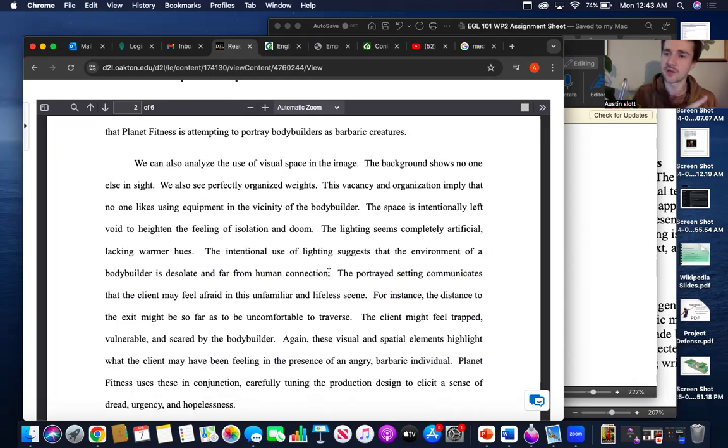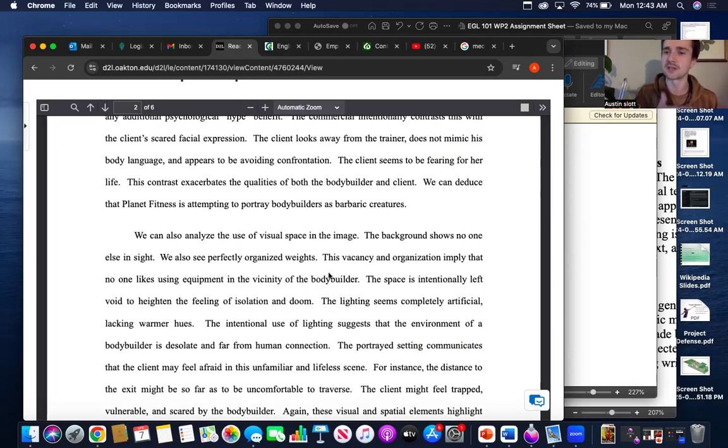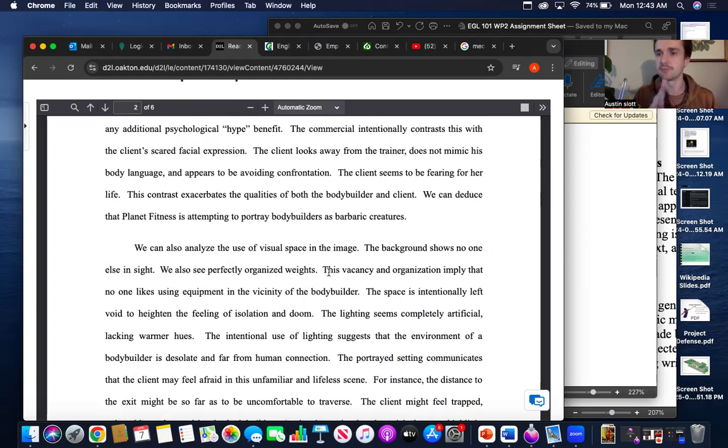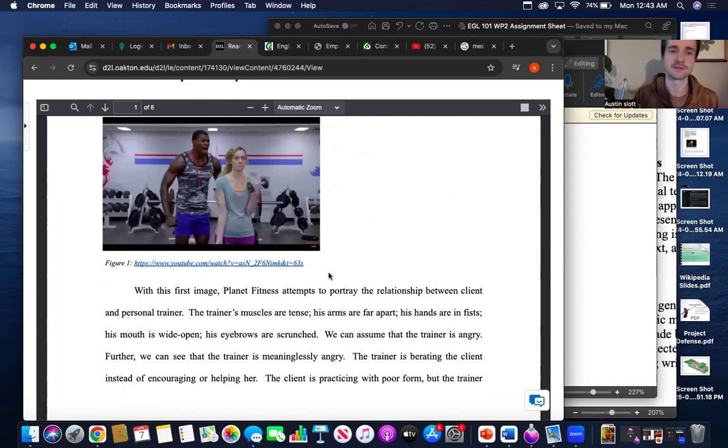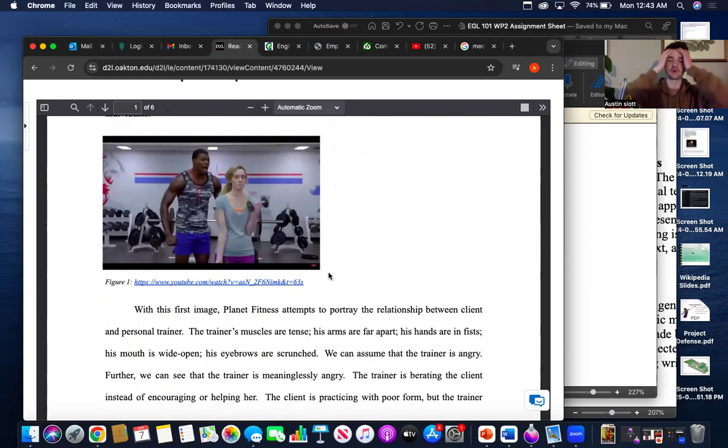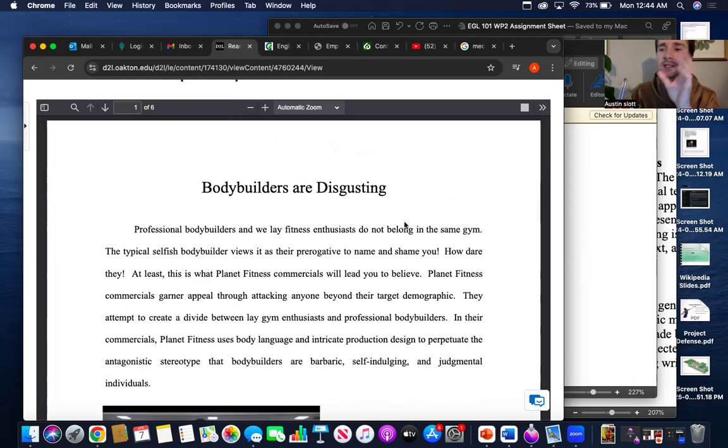Excellent, right? So every time you give me an observation, you need to back it up with the significance of that. Observation: the lighting seems completely artificial, lacking warm hues. Significance: the intentional use of light suggests the environment of a bodybuilder is desolate and far from human connection. So it's not just observations, it's not just jumping straight to the conclusions, it's a mix of both, supporting your argument. That's what this paper is all about. It's about building an argument, formulating an argument, and it's definitely going to lead us to our final one, which would be all about a persuasive paper, but we're far from that point.